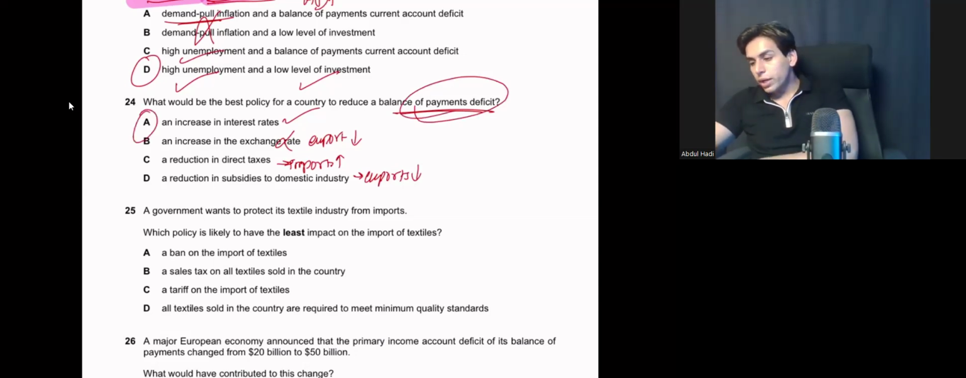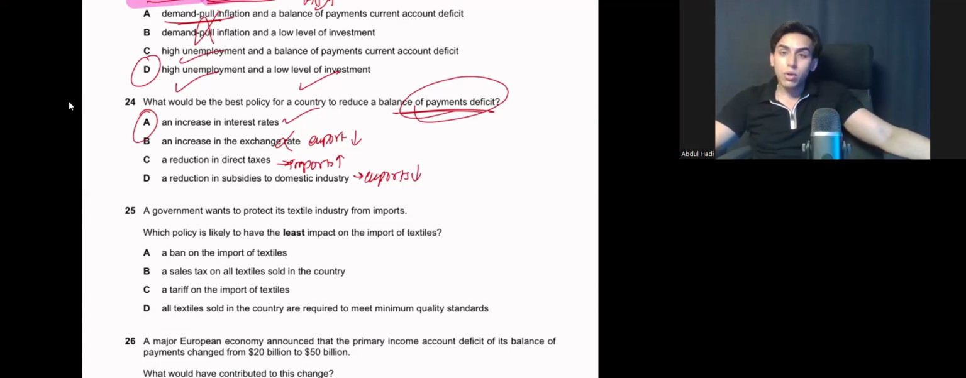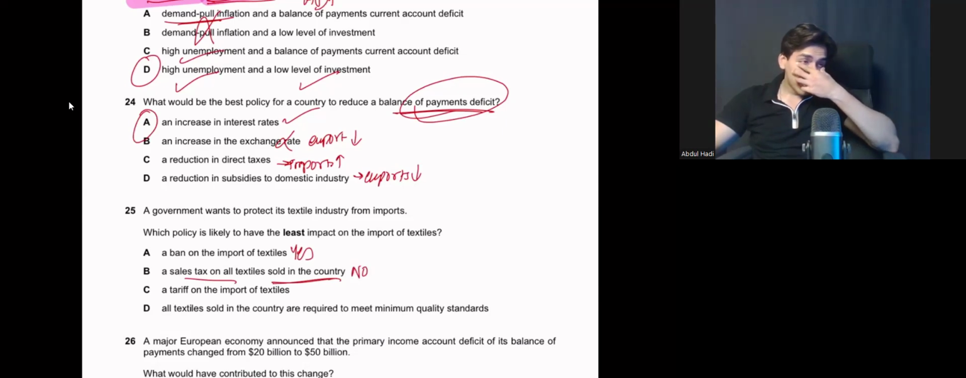A government wants to protect its textile industry from imports. Which policy is likely to have the least impact on the import of textile? So we have to look for a policy which will not reduce the level of imports. The first option is ban on import of textile. Yes, it will reduce your imports. Sales tax on textiles sold in the country. No, it will not affect the import. It will not reduce the import. It will, on the other hand, increase. It might increase imports. Tariff on the import of textile. Yes, this will reduce.